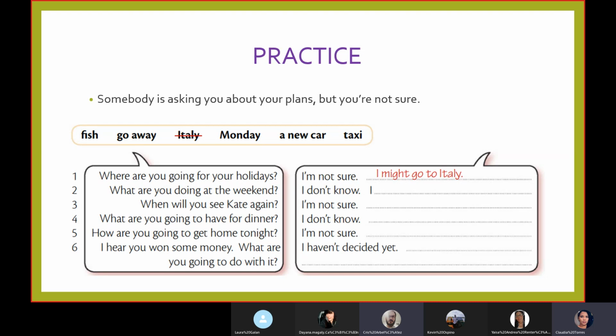Okay, I'm gonna try to help you. So for number 5, right? How are you going to get home tonight? Here they're asking about the way. For example, let's say, I'm not sure. I might take a taxi, or I might take a bus, or I might drive.